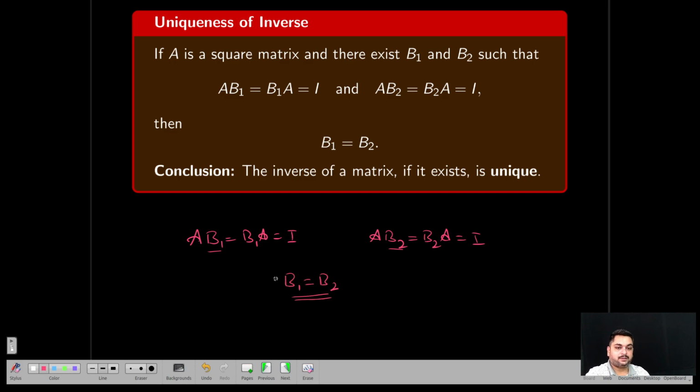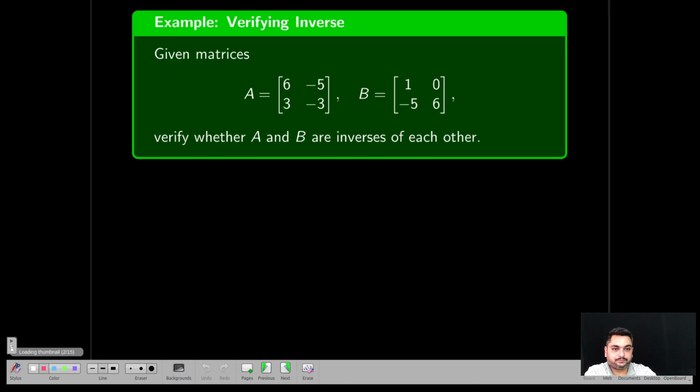That means uniqueness means if I find B1 or B2, always B1 is equal to B2, both matrices will be the same. That means the inverse of A, if it exists, will be the same. So B1 and B2 both being equal means there is only one unique inverse of that matrix A. So let us see how to verify this.